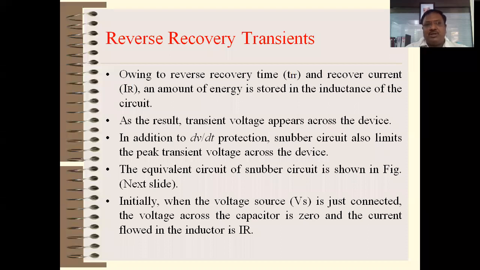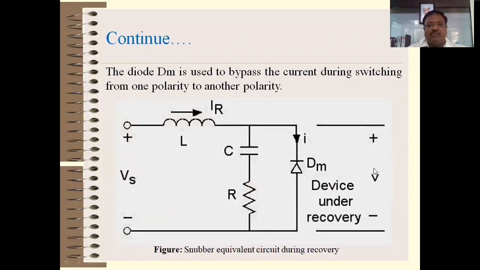Normally what happens with this reverse recovery transient, when we turn off the device, some negative current flows through the device, and because of that, the voltage transient is stored in the inductance of the circuit. So this reverse voltage appears across the device, and in addition to dV/dt protection, the snubber circuit also limits the peak transient voltage across the devices, right? So the equivalent circuit of a snubber is given here, maybe in the next slide.